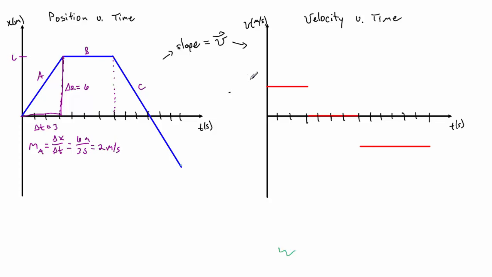So I can take that and plot that, which I've done. So right at 2 meters per second, it stays that way for 1, 2, 3 seconds. So that's where this comes from. This is the velocity for this time period.